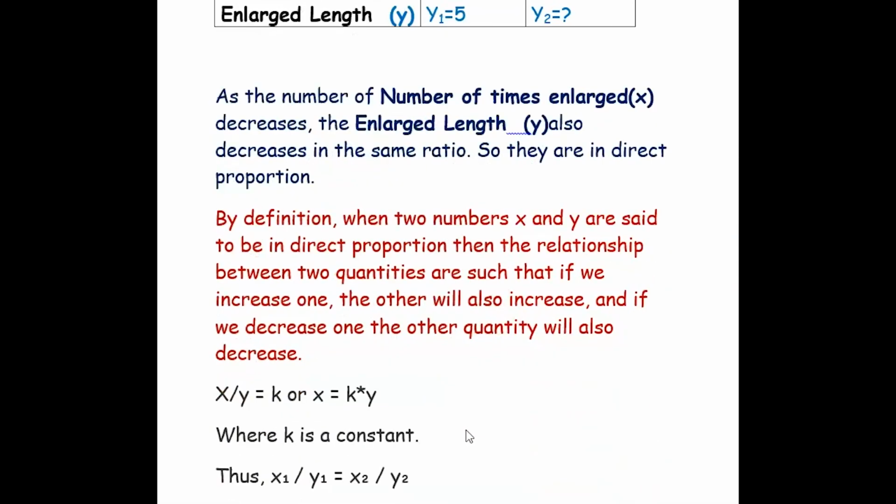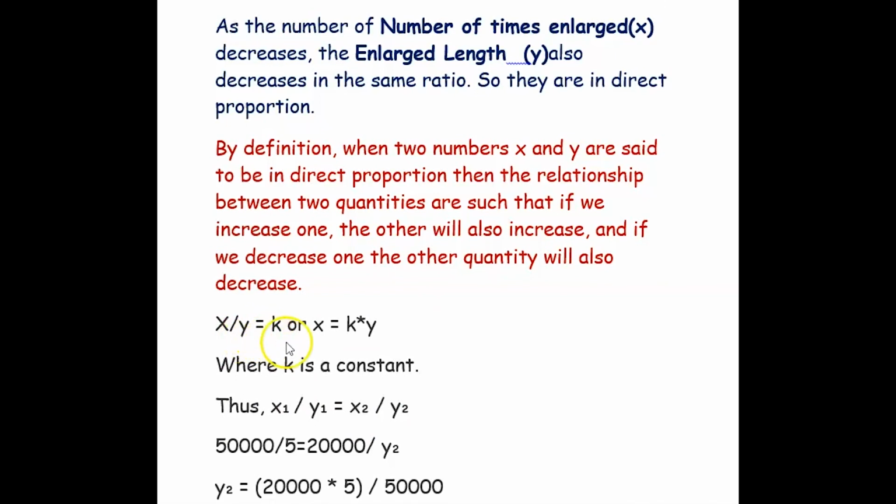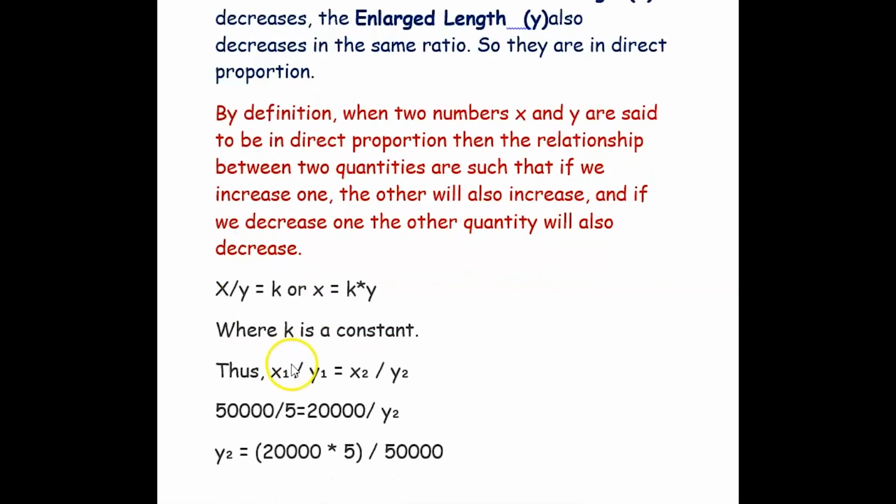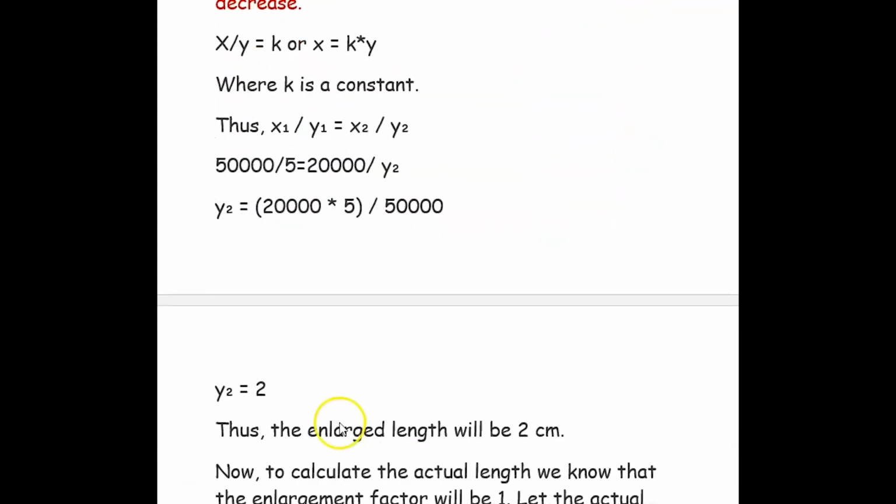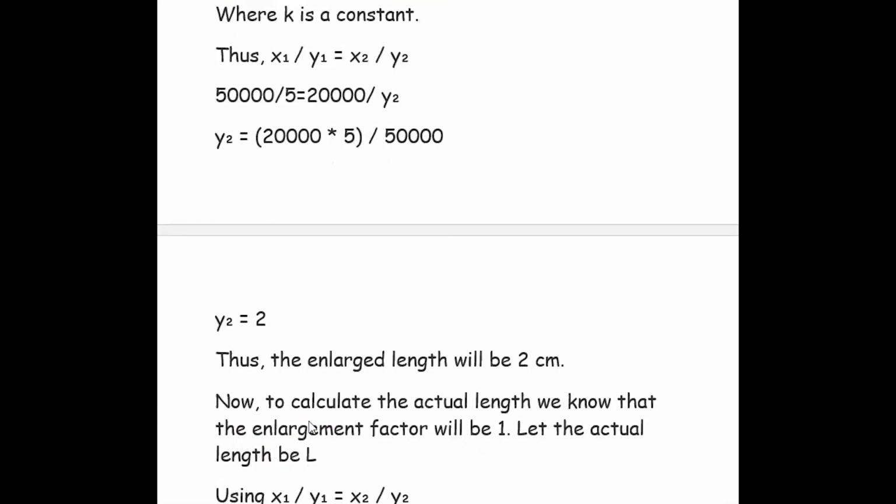So by definition, we can write the ratio x by y equal to constant since it's a direct proportion. So x1 by y1 equal to x2 by y2. 50,000 divided by 5 equal to 20,000 divided by y2. y2 equal to 20,000 into 5 divided by 50,000. Cross multiplying and dividing, y2 is equal to 2 we'll get after simplification. So enlarged length will be 2 centimeter.